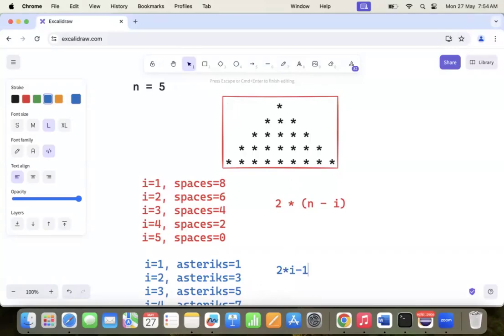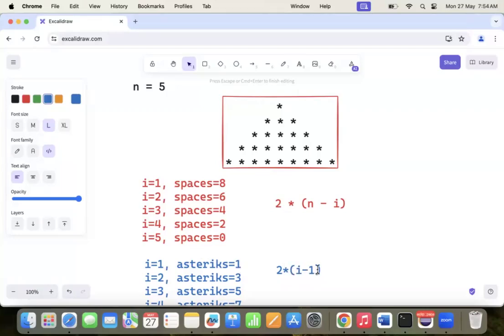minus 1. Don't give any parenthesis for i minus 1. Don't give it like this, because then the parenthesis will have high priority. Then the initial i value is 1, and 1 minus 1 is 0. 0 into something is 0, right? For example, when i is equal to 1, 1 minus 1 will be calculated first. It will become 0. 2 into 0, anything into 0 is 0. It means in the first row we will get 0 asterisks.